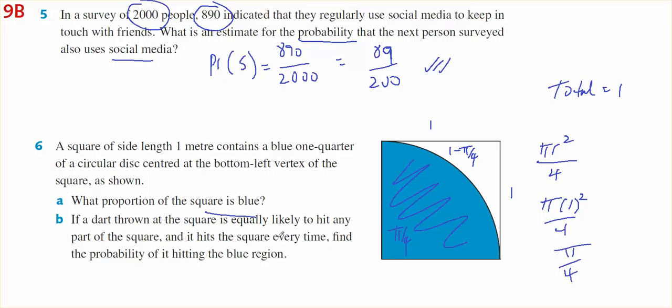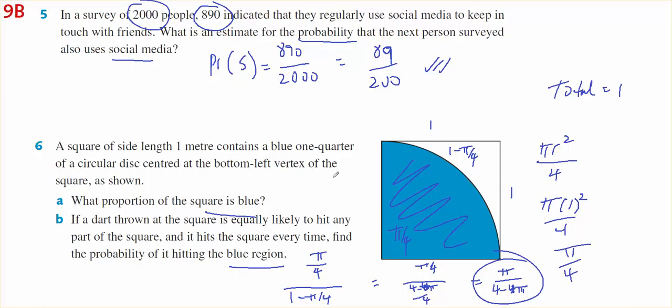If a dart was thrown equally likely to any part of the square and it hit the square every time, find the probability of hitting the blue region. Well, the probability of hitting the blue region will be pi on 4 over 1 minus pi on 4. To simplify that, pi on 4 over 4 minus pi on 4, which equals pi over 4 minus pi. That's not correct. I'll do that again.